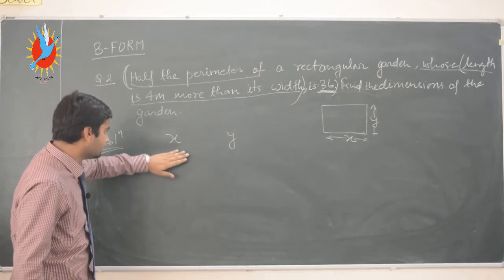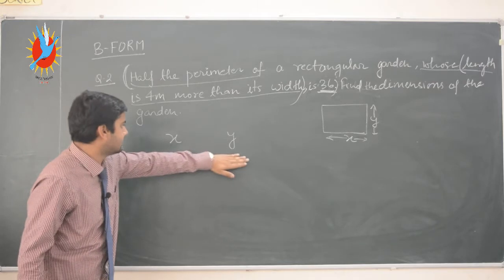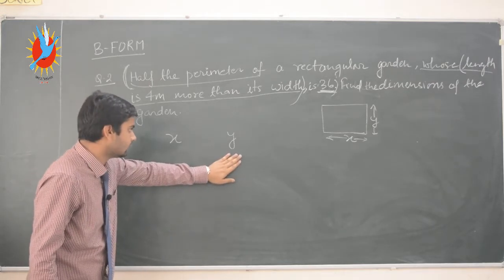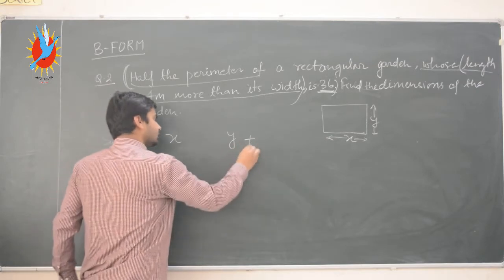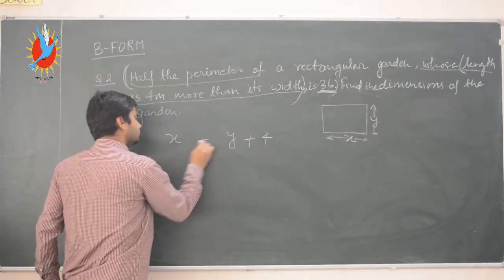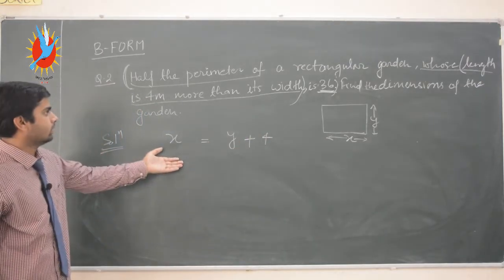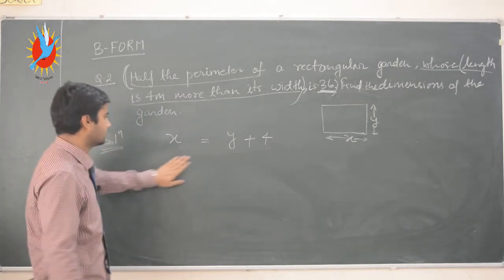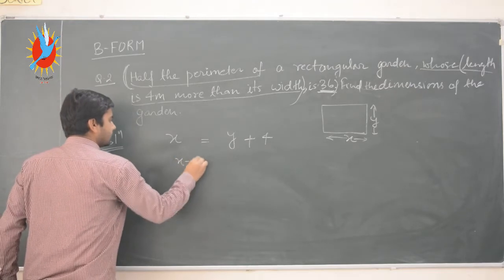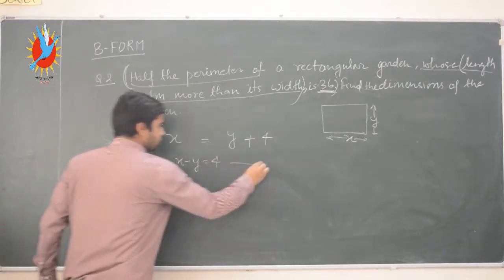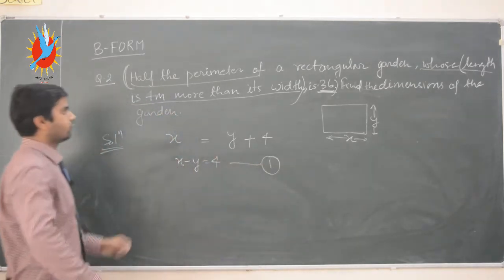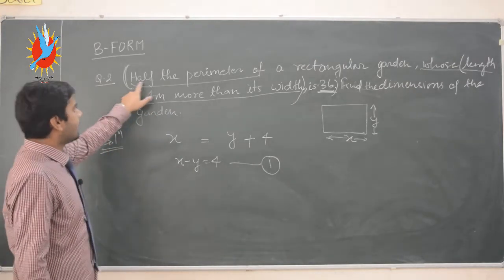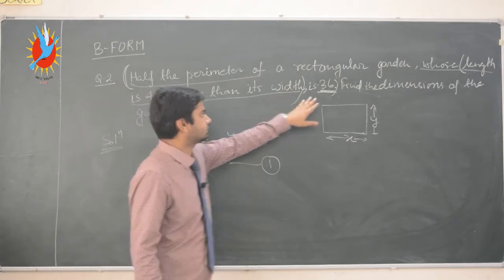If we want to make these two terms x and y equal, x is 4 meter more and y is 4 meter less. So if we add 4 to y, only then will these two terms be equal. Length is 4 meter more than that of width, so our condition will become x minus y equal to 4. So we got the first equation from condition 1. Now our condition 2 is that half the perimeter of the rectangle is 36.